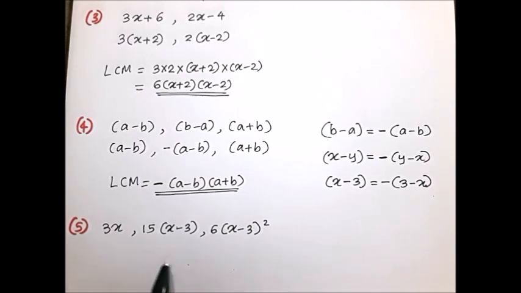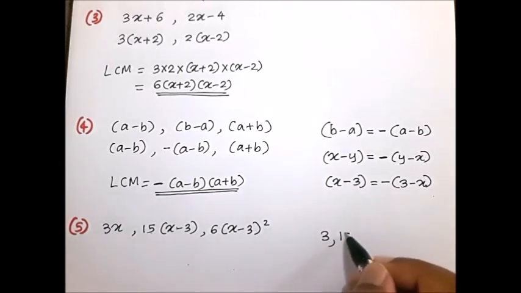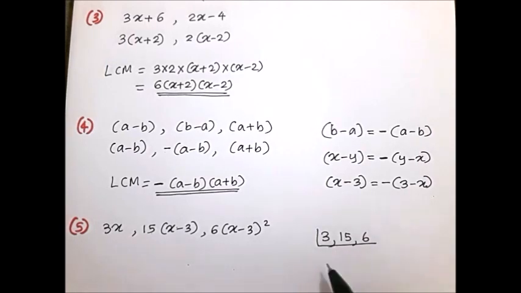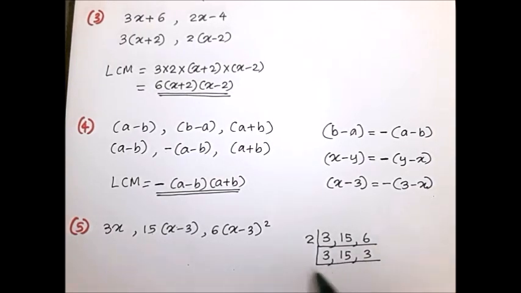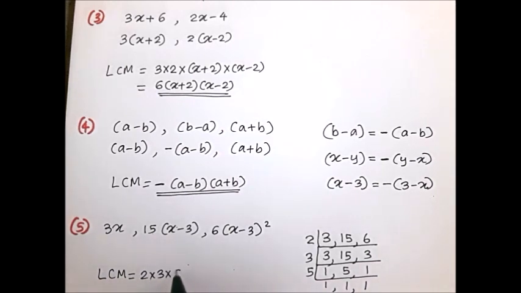Now look at this example, fifth one. Again, there are three numbers, 3, 15 and 6. Find the LCM of it by using the division method. Divide by prime numbers. Divide by 2: 3, 15, 6 divided by 2 is 3. Then divide by 3: 1, 5 and here 1. Divide by 5: 1, 1, 1. Then the LCM of the numbers is 2 multiplied by 3 multiplied by 5.